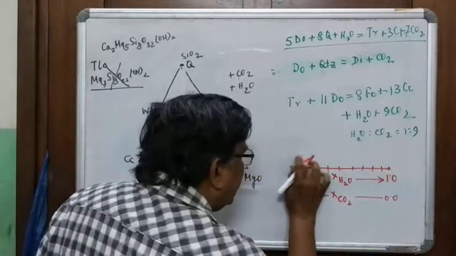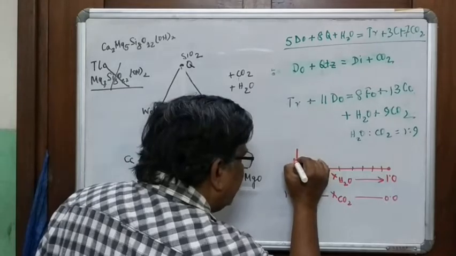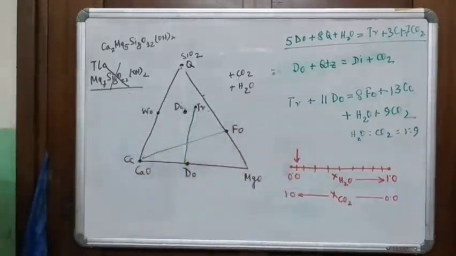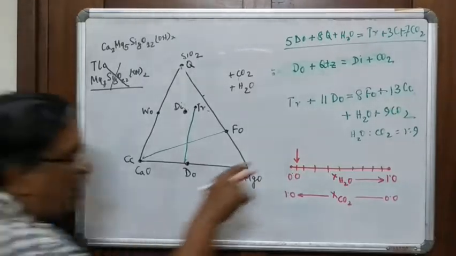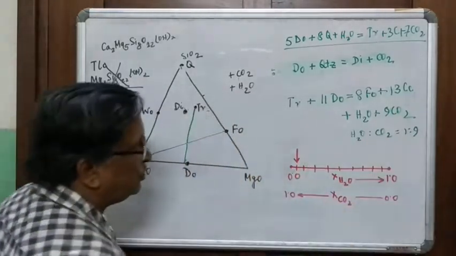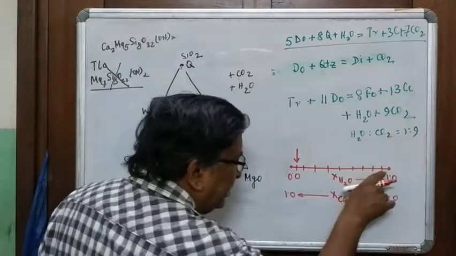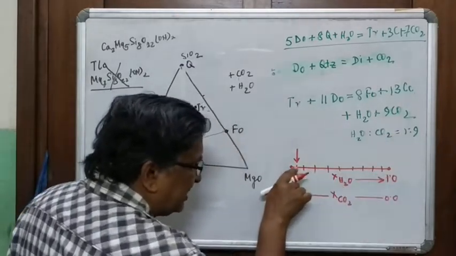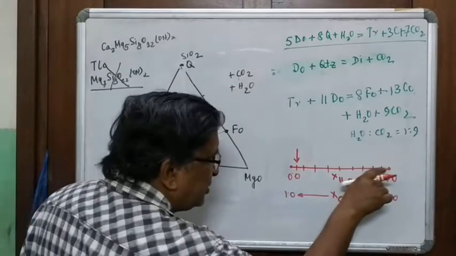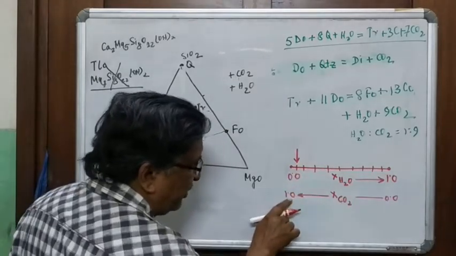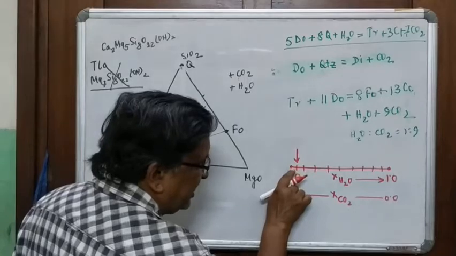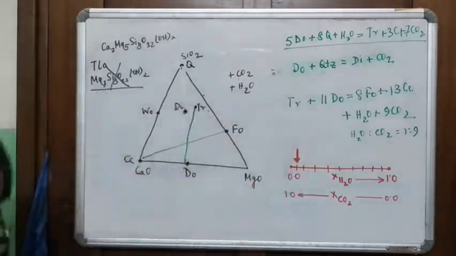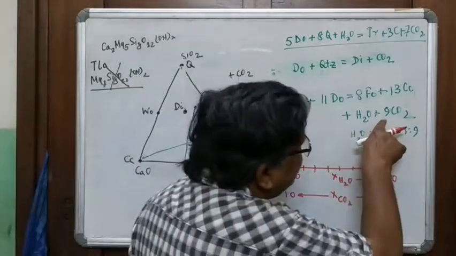So what is happening is the fluid that is being produced by the reaction is here. This is the composition of H2O to CO2, 1:9, which means this much is XH2O, this much is CO2 because CO2 is 1.0 here, and this much is XH2O. So this is the fluid composition that is being produced by this reaction.